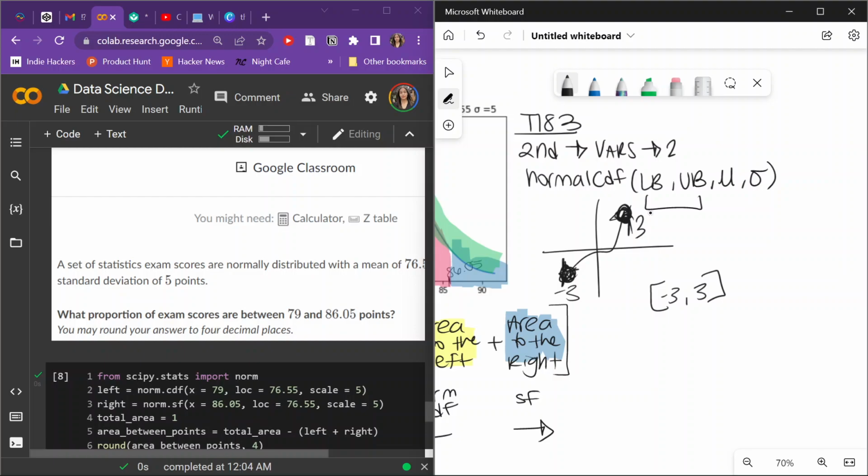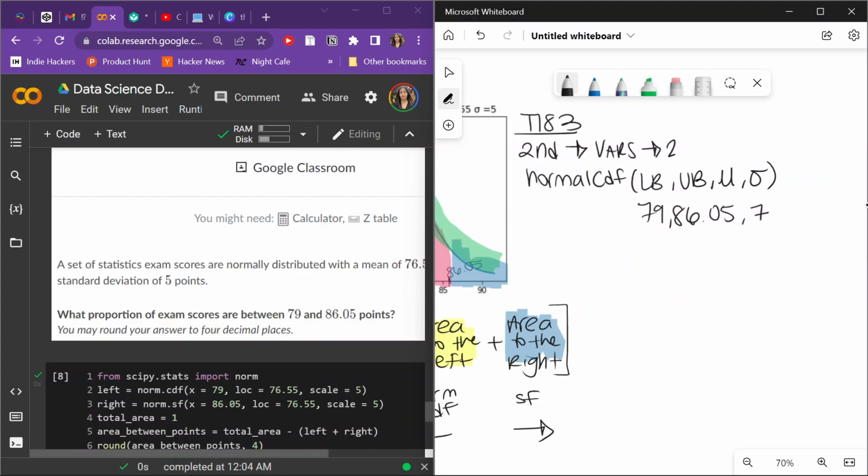And so that's easy in this case because they're giving us those values. So the lower bound would be 79, and then the upper bound would be 86.05, and then obviously the mean is 76.55, and the standard deviation sigma is 5. And so now all you have to do is click enter, and it gives you your answer of 0.2834. You would just have to round it. Obviously it's going to give you a longer answer, but you round it to 4 decimal places. And that's it for the TI-83.